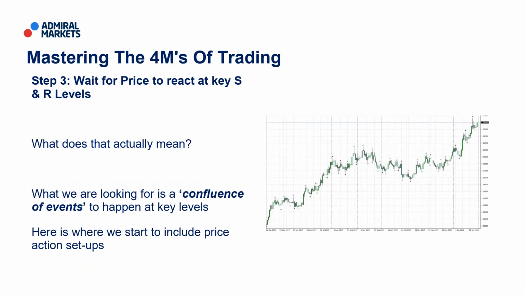Step 3 was about waiting to see how price reacts to the key support resistance levels. What does this mean? Well, it also means that we're just looking for a confluence of events. That's what we're looking for, 2 to 4 things to come together at a particular key level. That could be the breakout of a large chart pattern. That could be a nice price action signal happening at a particular level or a particular psychological level. So we get 3 or 4 things coming together at one time and place, and that is where we start to get interested in our price action setups.